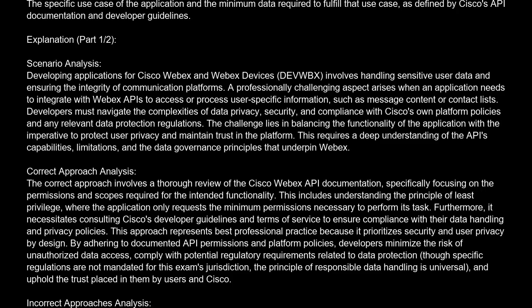By adhering to documented API permissions and platform policies, developers minimize the risk of unauthorized data access and comply with potential regulatory requirements related to data protection. Though specific regulations are not mandated for this exam's jurisdiction, the principle of responsible data handling is universal, and they uphold the trust placed in them by users and Cisco.